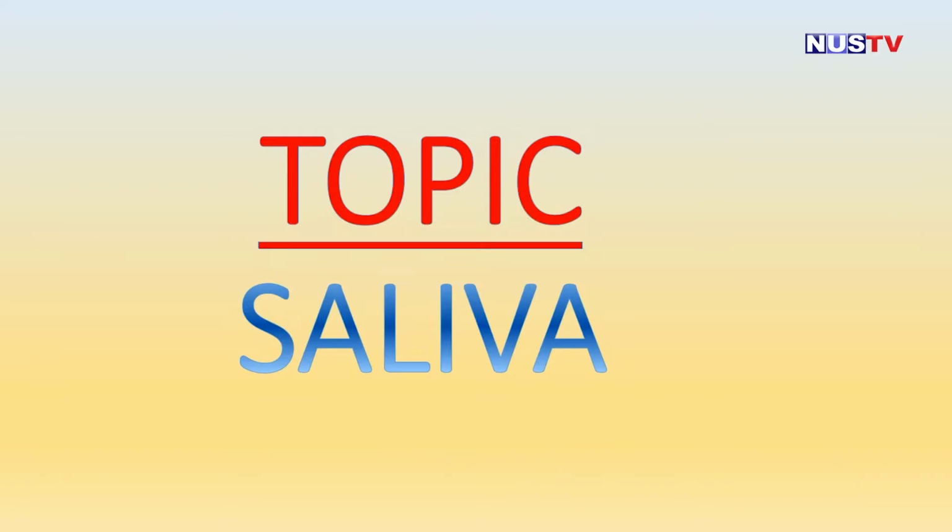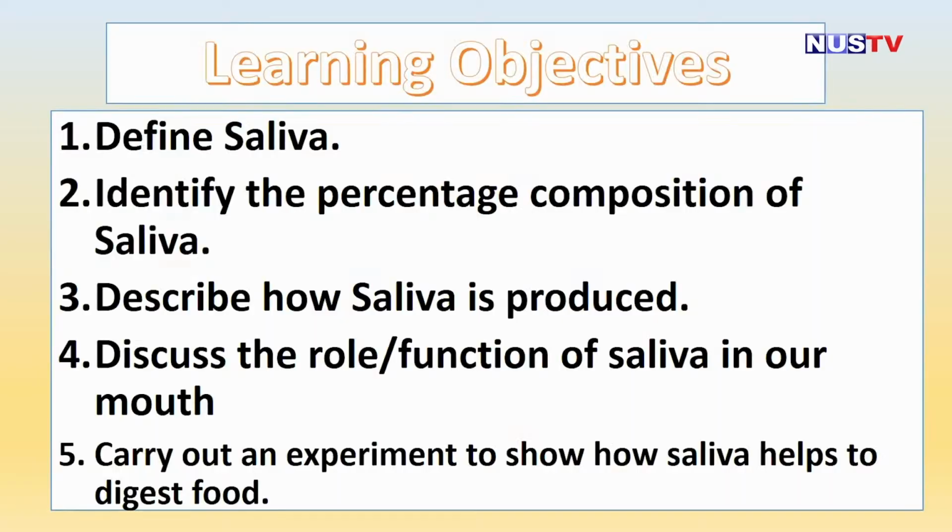So our topic for today is called saliva. The learning objectives of our lesson. First, define saliva. Second, identify the percentage composition of saliva. Third, describe how saliva is produced. Fourth, discuss the role or function of saliva in our mouth. And the last one, we'll carry out an experiment to show how saliva helps to digest food.